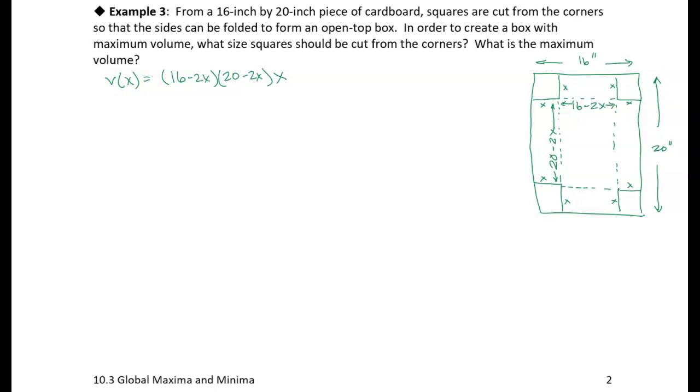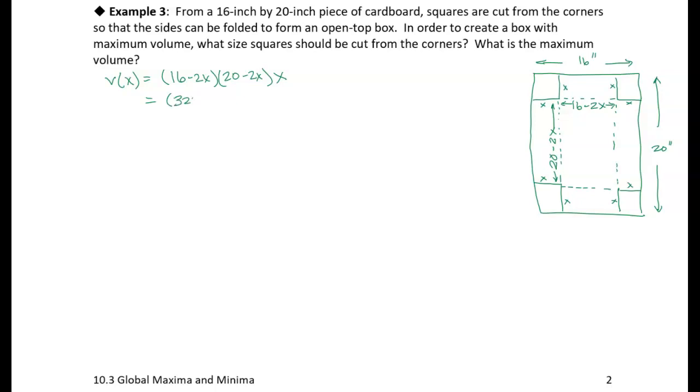So now we want to maximize this. What we want to do is take the derivative and find the critical points. But first of all, I'm going to simplify this a bit because I would rather make this into a polynomial and take the derivative of that rather than trying to use the product rule, and it gets kind of ugly. So I'm going to multiply these two binomial factors together.